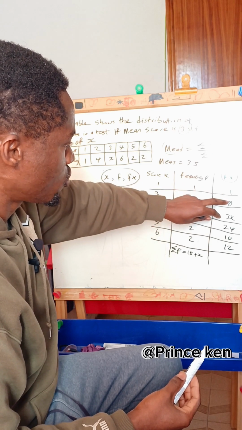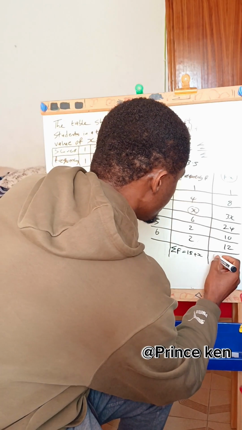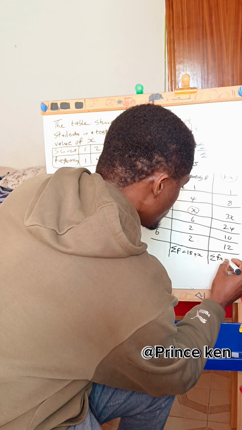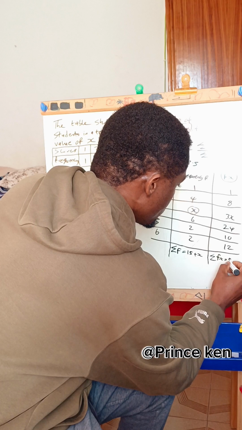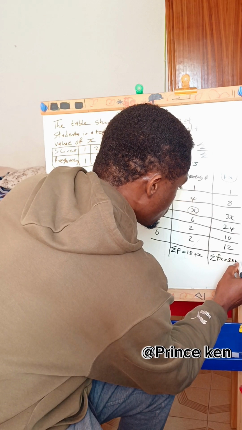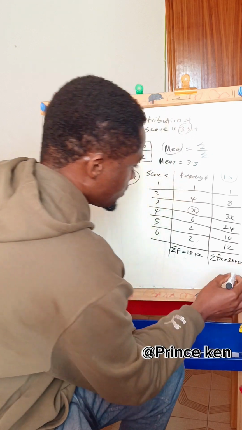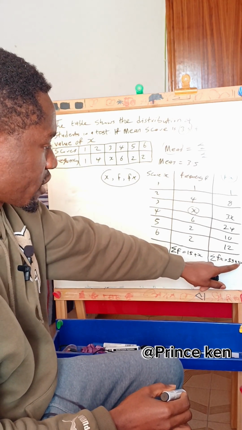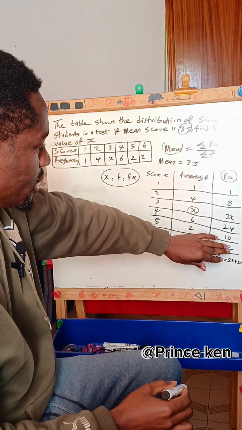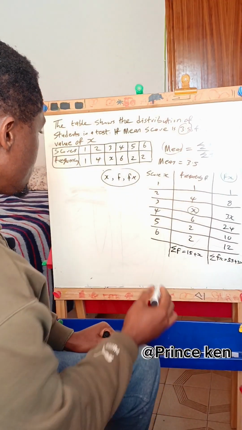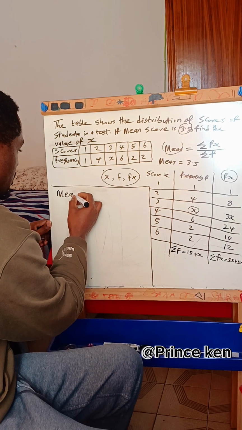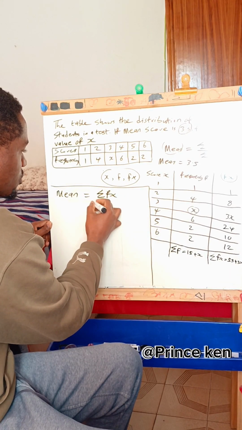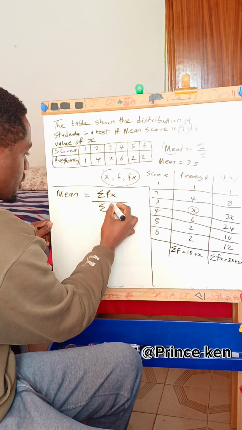If you sum these numbers together, it will give you 15 plus x, this x here. And if you sum these ones together, it will give you summation of Fx is equal to 55 plus 3x. So if you sum this together, it will give you 55 plus 3x. Now, mean is equal to summation of Fx over summation of F.